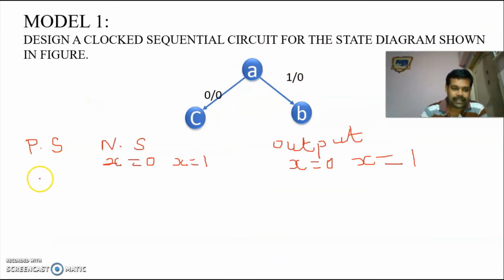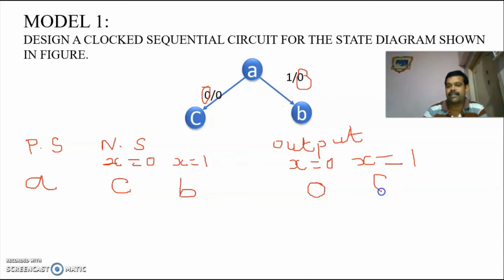I am taking present state as A. From this state diagram, when I am providing the input as 0, it is going to C, and the output is 0, so in the place of output I am putting 0. When I am giving the input as 1, it is going to B, so I am writing B, and the output here is 0. I am writing 0.